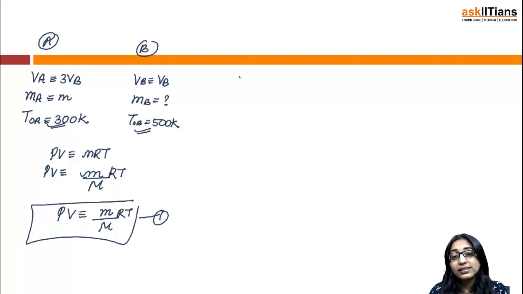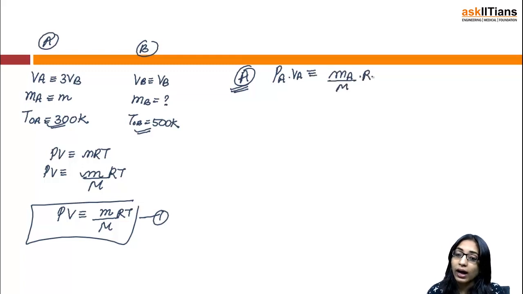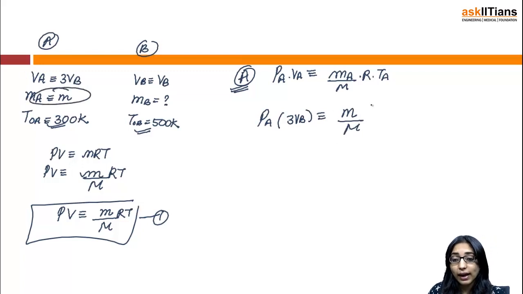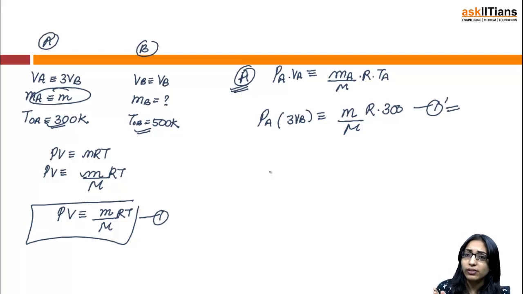Now, if I ask you to write the same equation for vessel A, I can say that PA into VA is equal to MA by capital M into R into T, because I am simply writing it for the gas contained in container A. I can also write that PA into 3 times VB is nothing but M by capital M, because I have just taken MA to be M, into R into 300. Let me say this is equation number 1 dash. I simply put the value there and obtained equation 1 dash.